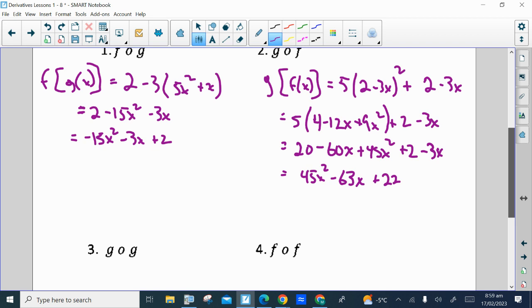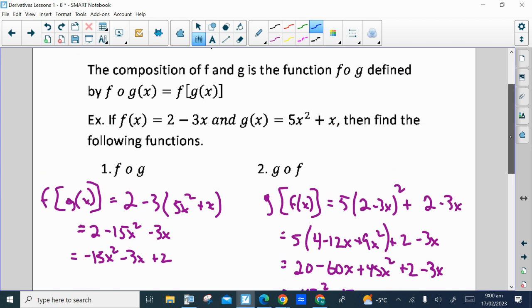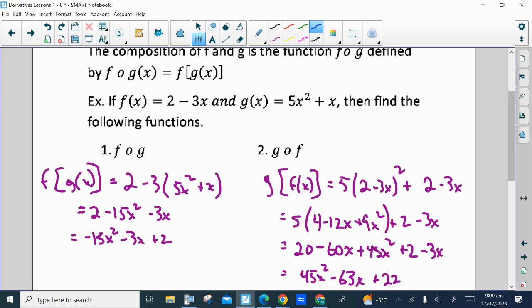So 3 and 4 are where we're embedding a function within itself. For g∘g, that's g at g at x, you're going to embed g into itself. So wherever we see the variable in g, and there's 2 spots where that occurs, you're going to replace both of those with g. You're going to replace both of those x's with 5x squared plus x.